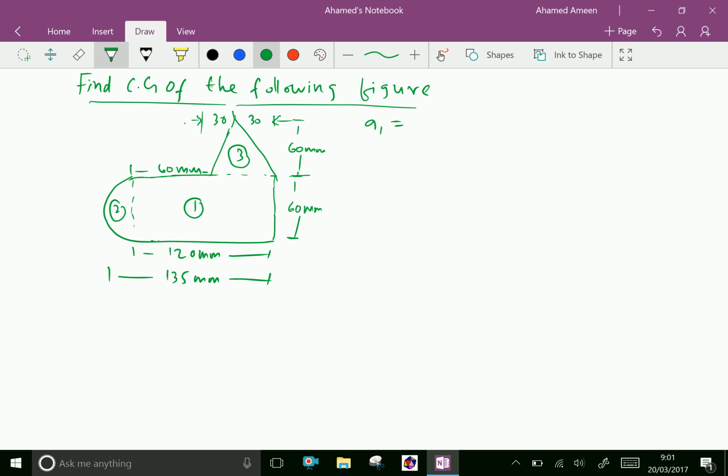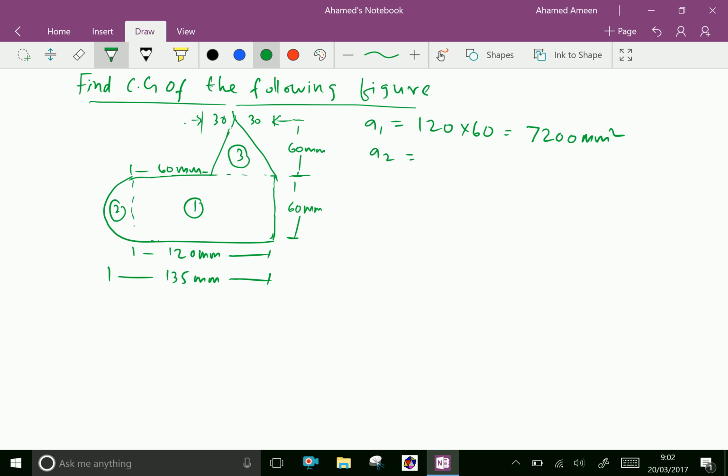A1 equals 120 into 60. 120 is the length and 60 is the width, equal to 7200 mm square.